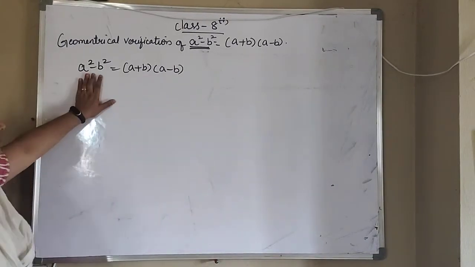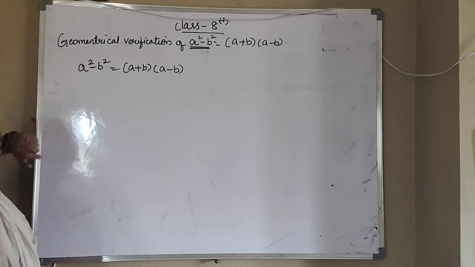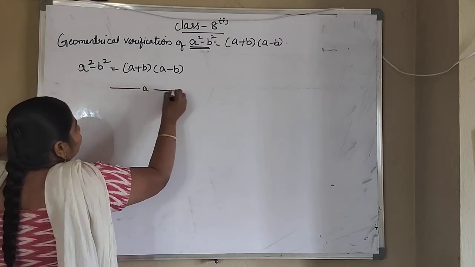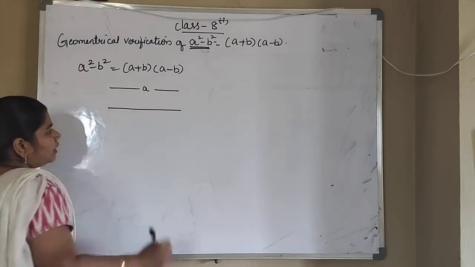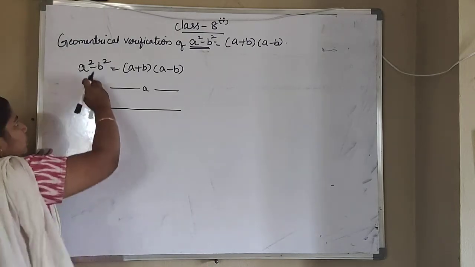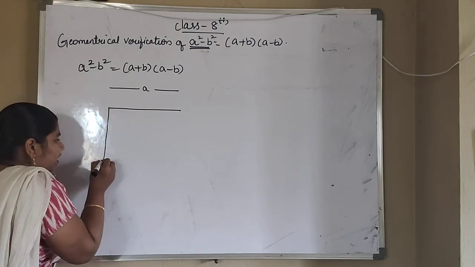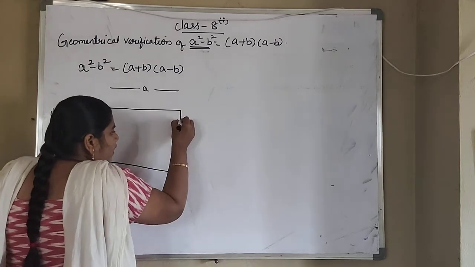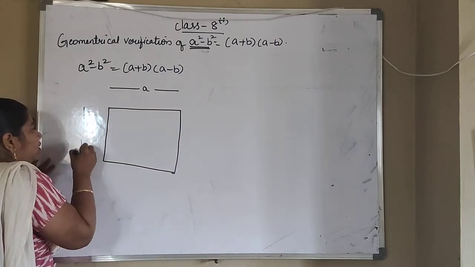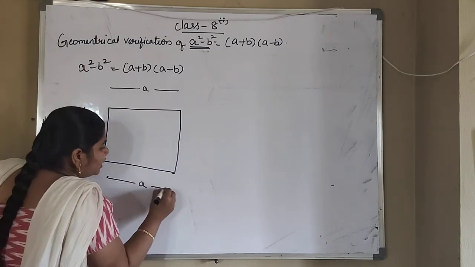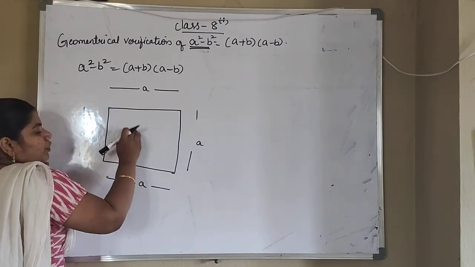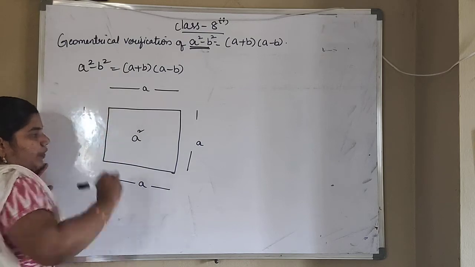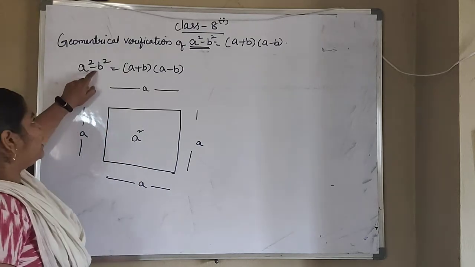A square, I am proving this one first. So A square, the total length of the line segment is A. From here to here the length is A. So with the help of that same length I am forming one square. The total length is A, here also A, here also A. So the area of the square will be A square. Okay. Now minus B square.